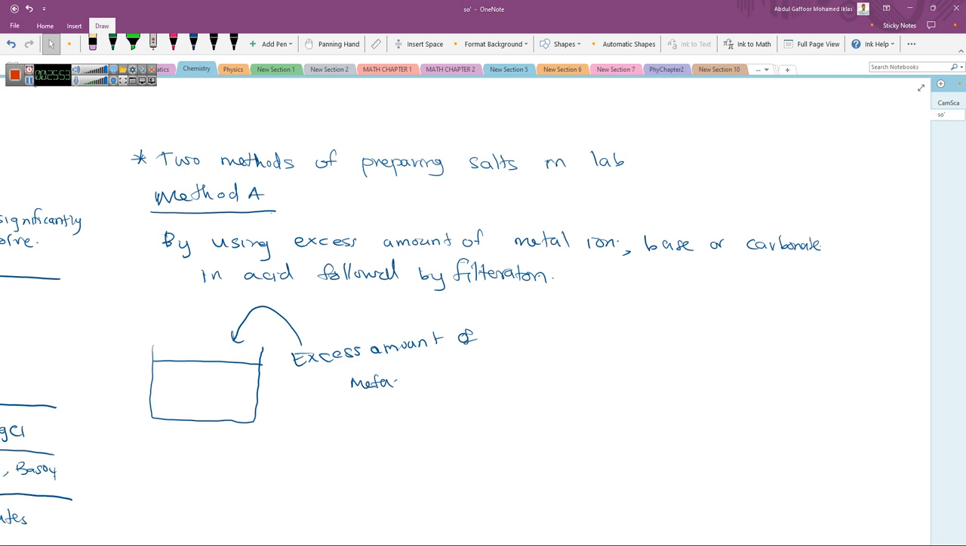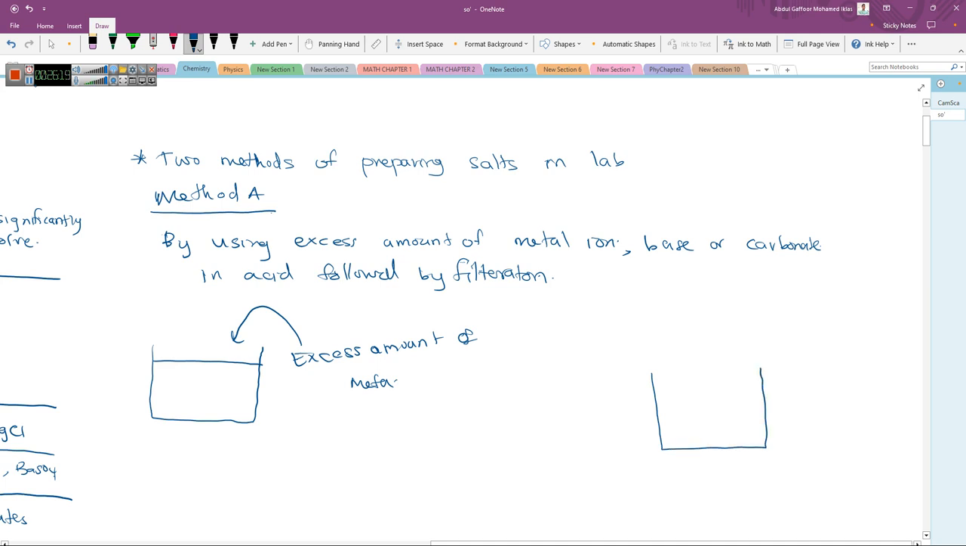So the first method would be by using excess amount of metal, base or carbonate in acid, followed by filtration, right? So first we have to take excess amount of metal and make it react with acid, and then we will get some yields, but the yields will be in liquid form. So we have to filter it. Now we have already studied the separation methods, right?